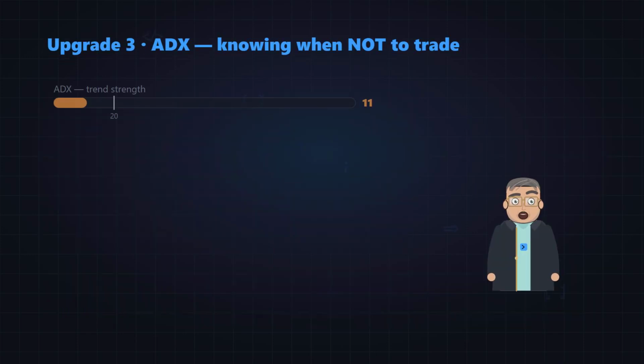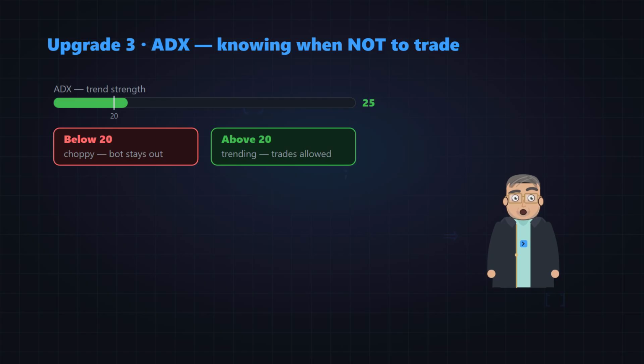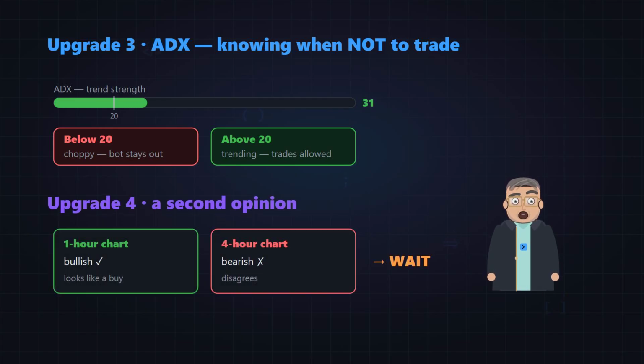Number 3 is the ADX filter, and this one is the most underrated. ADX measures how strongly the market is trending. Below 20, the market is choppy and going nowhere. Above 20, there is an actual trend. And below 20, the bot simply refuses to trade. Think about that. A meaningful chunk of the intelligence here is knowing when not to play.